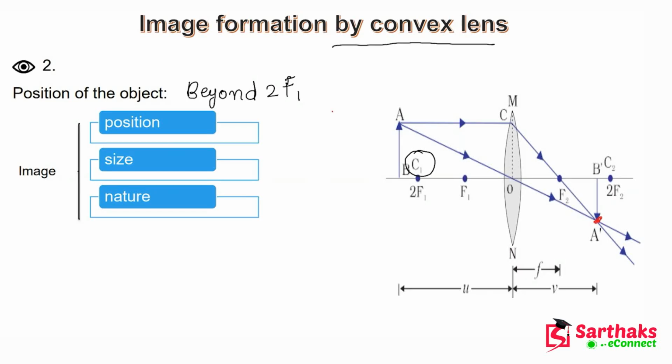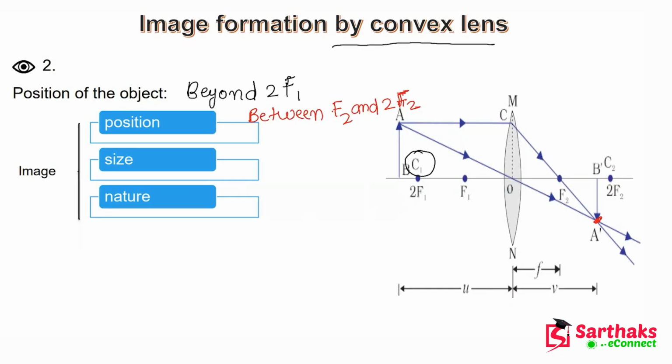So now, if you are asked what is the position of the image in this case, then you can simply say that in this case, the position of the image is between F2 and 2F2. I hope, guys, you understand this point.